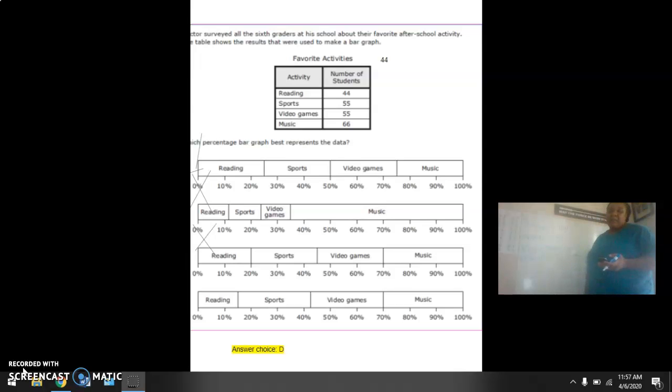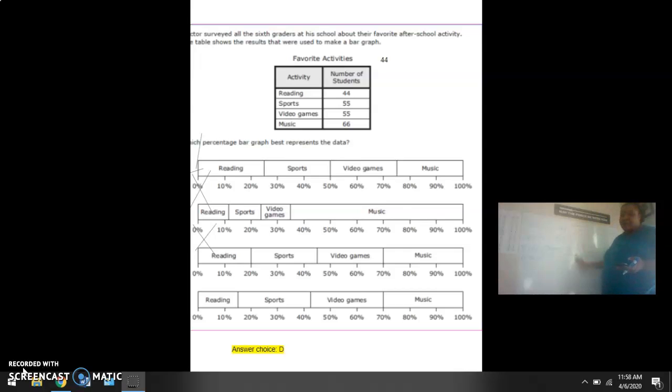Victor surveyed all of the 6th grade at his school about their favorite school activity. The table shown below shows the results that were used to make a bar graph. Reading: 44 people were surveyed. Sports: 55 people. Video games: 55 people. Music: 66 people. Now, how do I use this data to make a percentage?